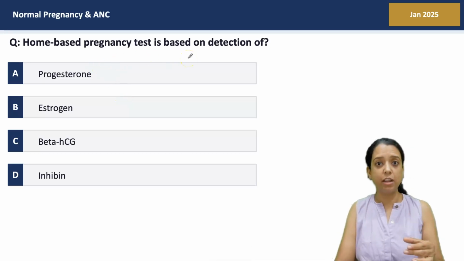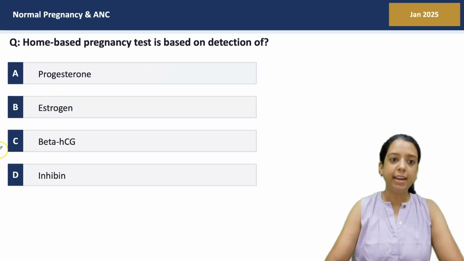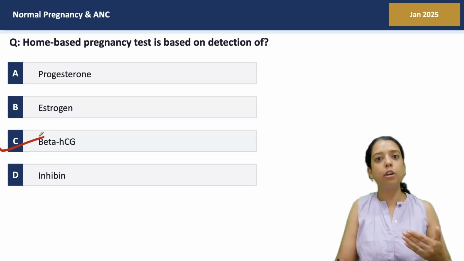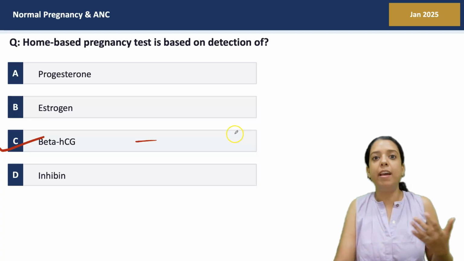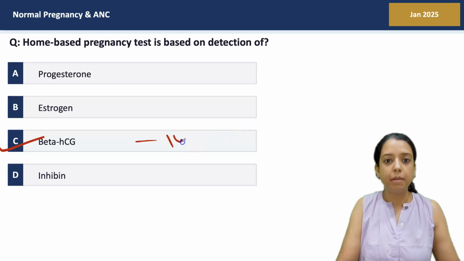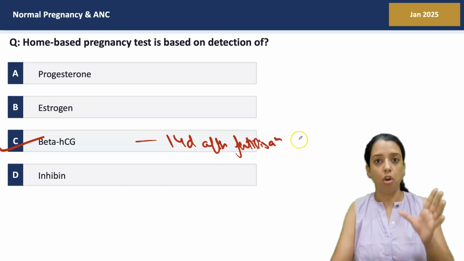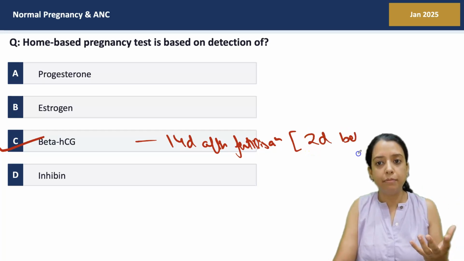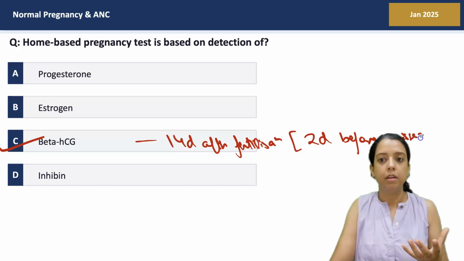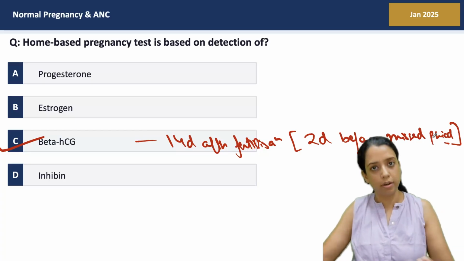Home-based pregnancy test. The kit that you use, what does it detect? It detects beta HCG. The kit detects beta HCG for confirming the pregnancy. Important, when does beta HCG start appearing in the urine? When does it become detectable? It becomes detectable 14 days after fertilization. So 14 days after fertilization, you can detect it in your urine pregnancy test. Or in other words, you can say UPT can become positive 2 days before missed period. 2 days before missed period, the beta HCG starts getting detected in the urine. Right?